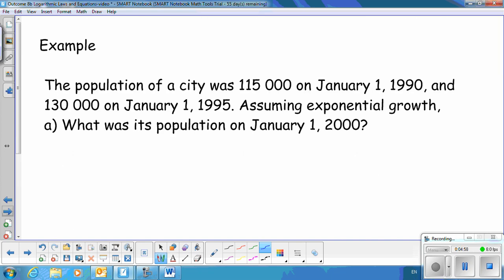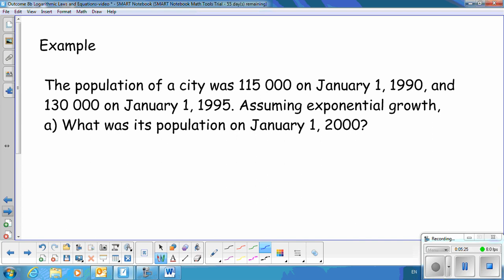The population of a city was 1,115 on January 1st, 1990, and 130,000 on January 1st, 1995. Assuming exponential growth, what was its population on January 1st, 2000? In this question, we don't know that constant k, and so we need to start by figuring that out.